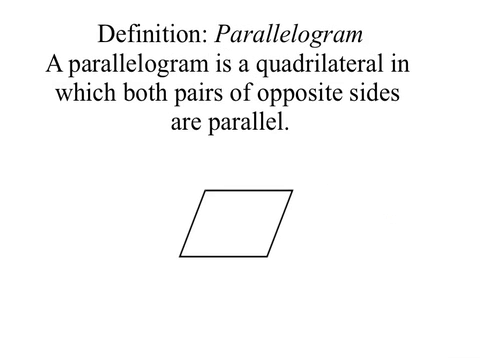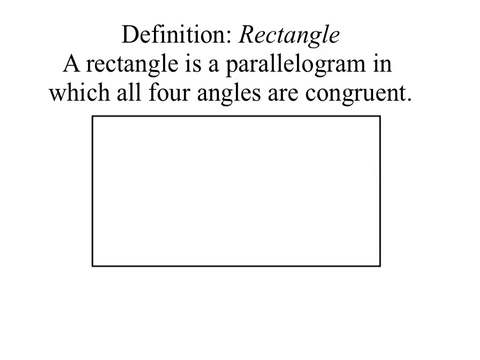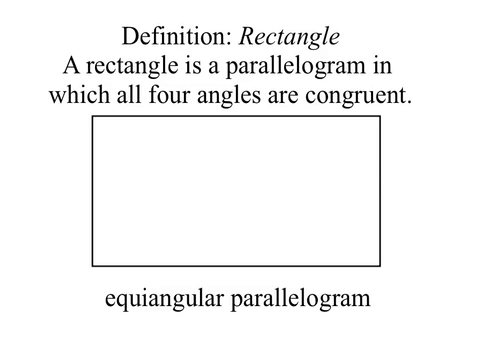But let's start with one special category, the parallelogram. A quadrilateral in which both pairs of opposite sides are parallel. And here's an example. And now the rectangle. A rectangle is a parallelogram in which all 4 angles are congruent. So notice, this rectangle is already a parallelogram, and the 4 angles are all congruent, and they appear to be right angles, which of course they are.